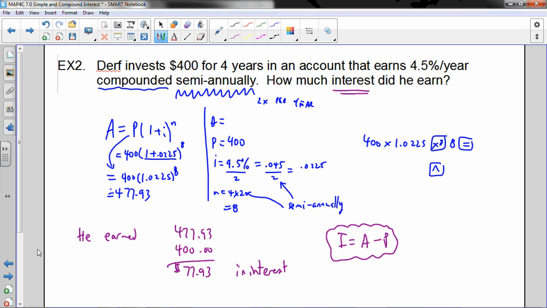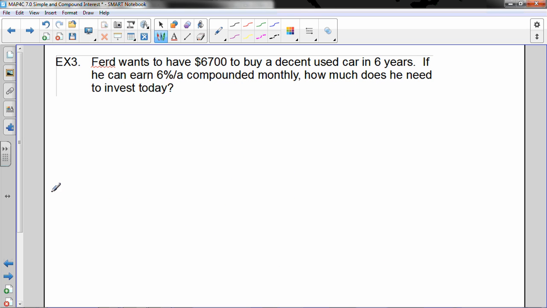Good. Let's keep going. I think we just got one more example. Ferd wants to have $6,700 to buy a decent used car in 6 years. If he can earn a certain rate... This is another compound interest question, right? There is a little twist here, though, isn't there? It's monthly, so I know the number that I'm going to have to deal with in there is 12.